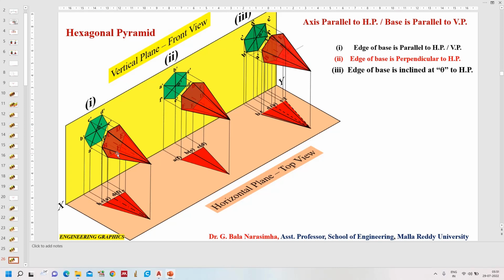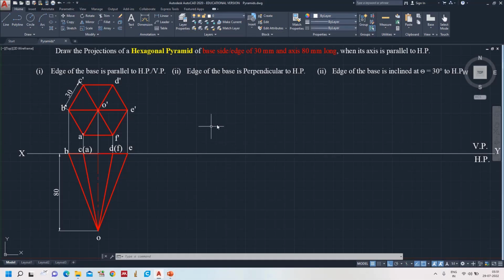Simply what I am doing is that edge AF, I am rotating 90 degrees. When I rotate 90 degrees, it turns like this. See, this horizontal edge becomes the vertical edge. Now this edge is perpendicular to the horizontal plane. That's it. Just rotate it. So instead of rotating it here, straight away I will show you how to draw.